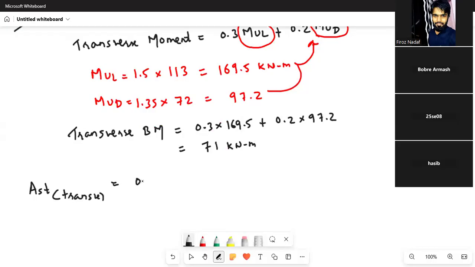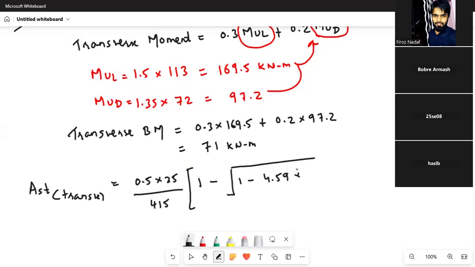Okay, so this is 0.5 into 25 divided by 415 in the bracket 1 minus under root 1 minus 4.59 into mu. Here mu is 71 into 10 to the power 6, because in the formula we are converting the moment to Newton mm. Here it is in kilonewton meter and here it is Newton mm. That's why 10 to the power 6 is coming.